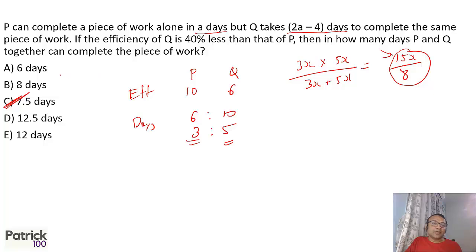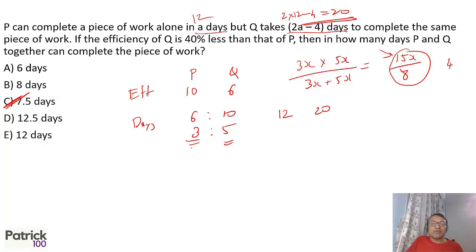That's the numerator. The only option that is a multiple of both 5 and 3 is 7.5. And then you can substitute and check. That's one way of solving. To get 7.5, x has to be 4. If x is 4, the days will be 12 and 20. So A is 12. 2A minus 4 will be 2 into 12 minus 4, which is 20. Satisfies. That will be the answer.